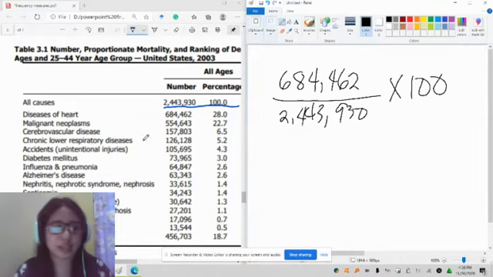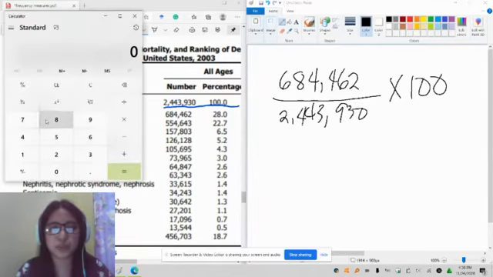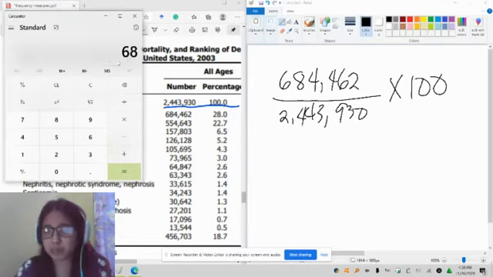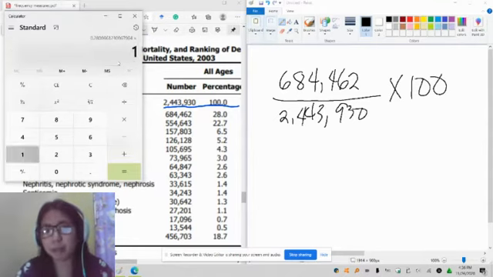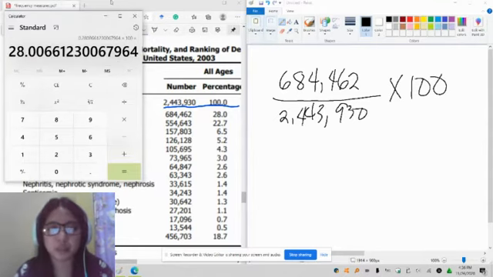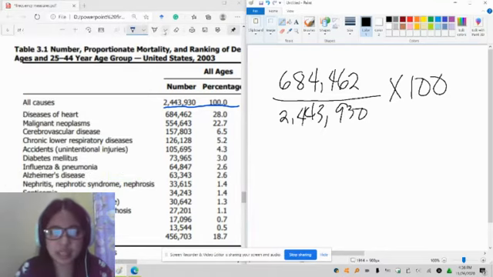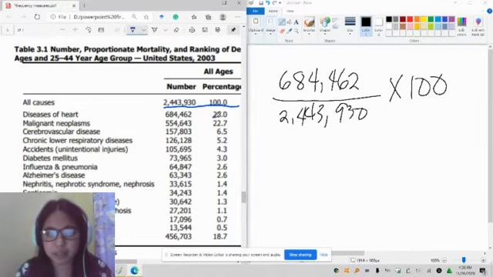So in proportion, since we are talking about percent, a part of the whole, it's always 10 raised to n. So let us use our calculator to show you the result. We have 684,462 over 2,443,930. If we calculate that, it is 0.28 multiplied by 100. The result is 28. So this 28 is, of course, written here.